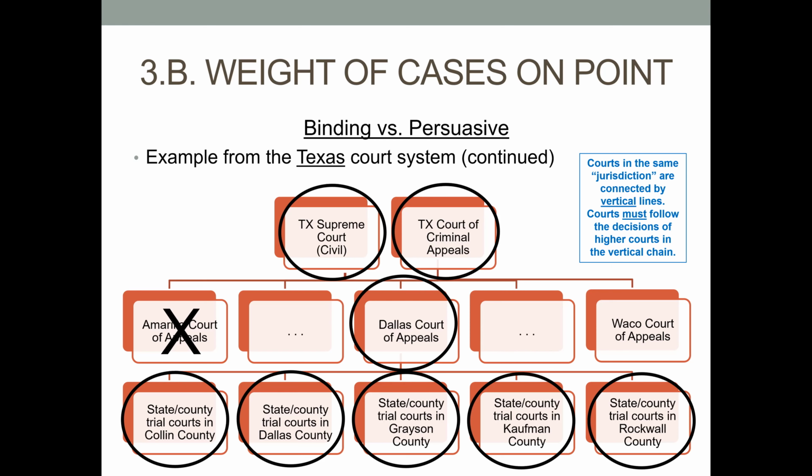Nor would the opinions of the Amarillo Court of Appeals be binding on the trial courts in Collin, Dallas, Grayson, Kaufman, and Rockwall counties, because the Amarillo Court of Appeals does not have appellate jurisdiction over those counties. The Amarillo Court of Appeals has appellate jurisdiction over a cluster of counties in the Panhandle in its own jurisdiction. But Collin, Dallas, Grayson, Kaufman, and Rockwall counties are not among them. So again, I'm marking out all the other intermediate courts of appeals to illustrate this point.